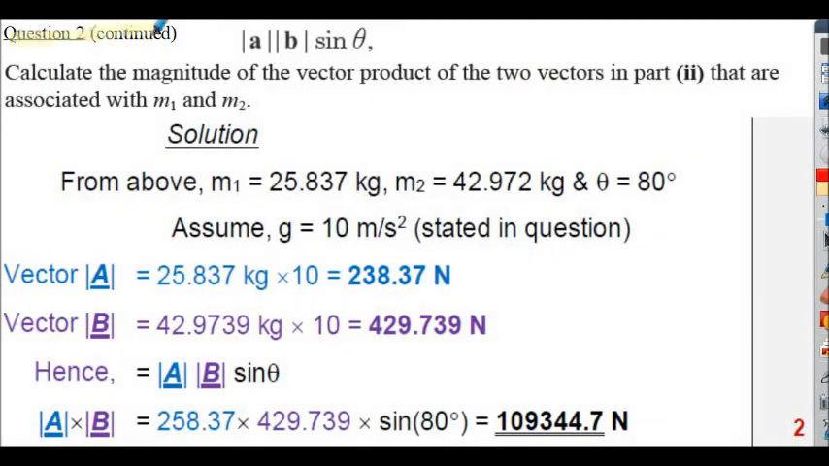So question 2, solution continued. I'll let you review the solution at your own pace. Just notice we're using the g value of 10 here because that's stated in the question.